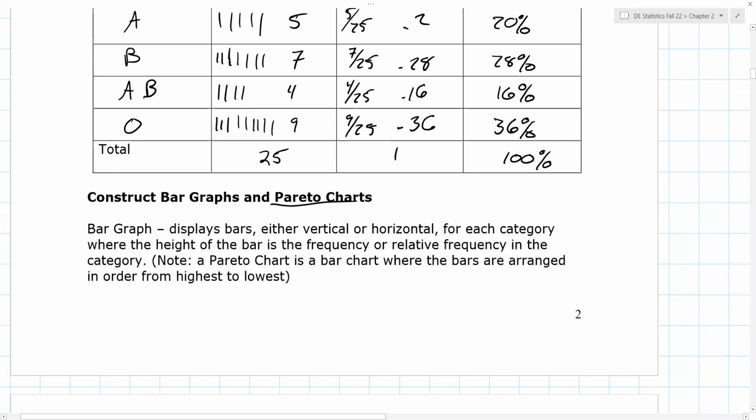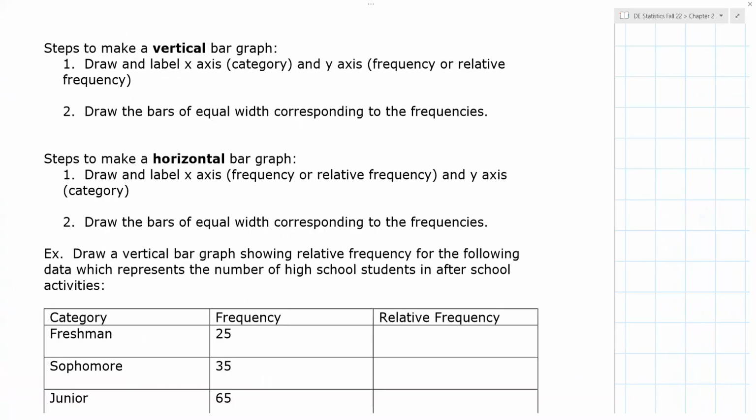There are two different types of bar graphs. Essentially, they are the same. It is just the orientation of the graphs that makes them different. We have vertical bar graphs and horizontal bar graphs. In a vertical bar graph, our x-axis is going to be our category. Our y-axis is either the frequency or the relative frequency, depending on what type of bar graph we're making. We can make frequency bar graphs or relative frequency bar graphs, and that would depend on what your y scale is.